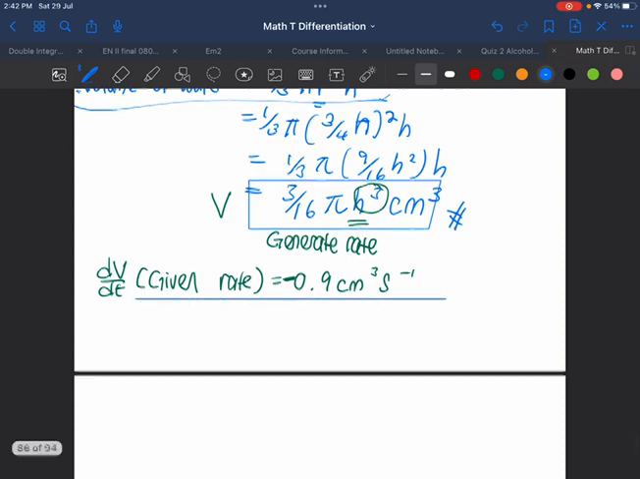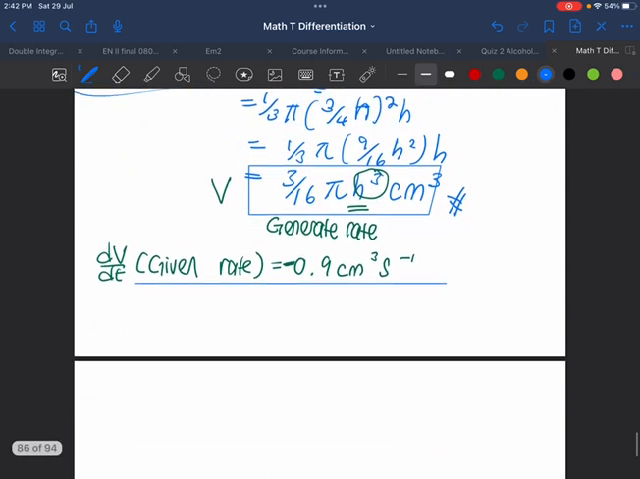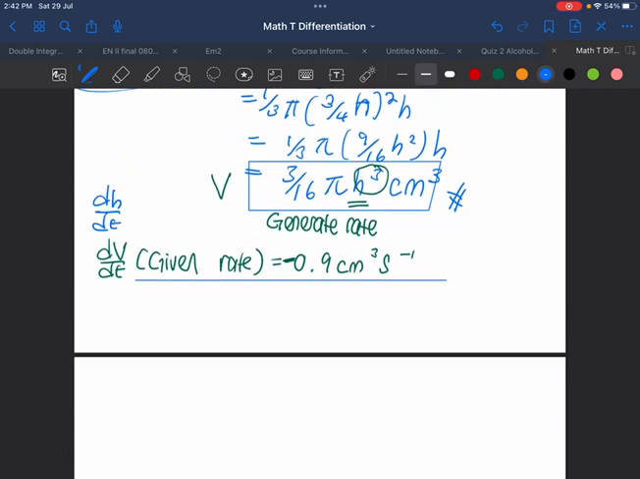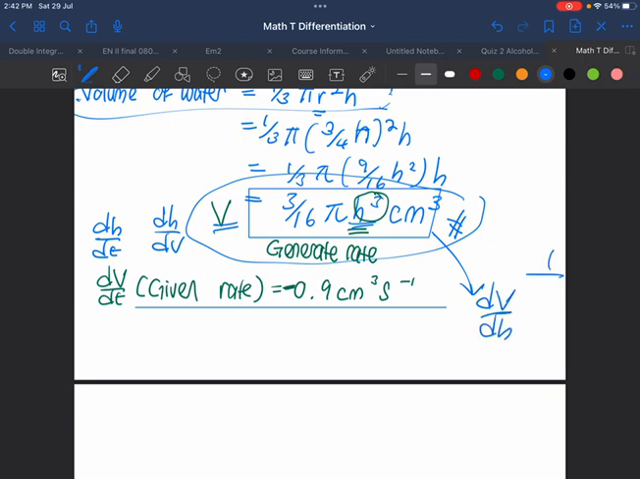So what do you need to find? You need to find dh over dt. So you want to find dh over dt. So you must generate a formula with dh over dV and dV over dt so they can cancel out each other. Where can we find dh over dV? Here is the problem. You have the volume in terms of h, so you can find dV over dh. Then you take 1 over the answer, and you will get dh over dV, right?